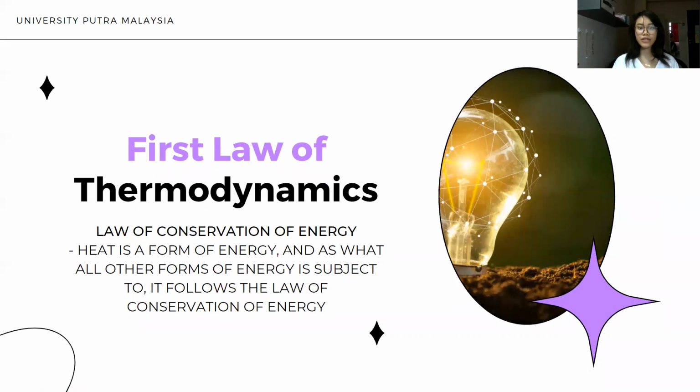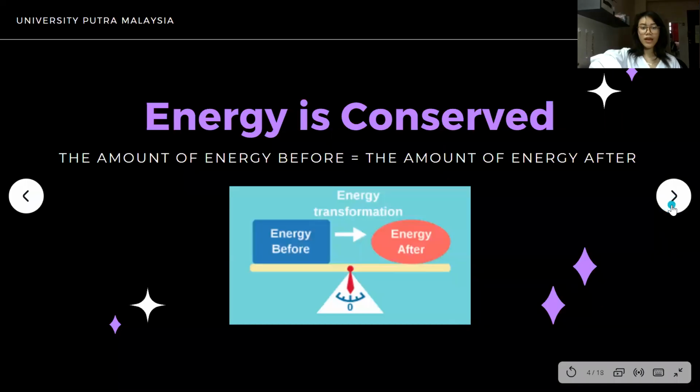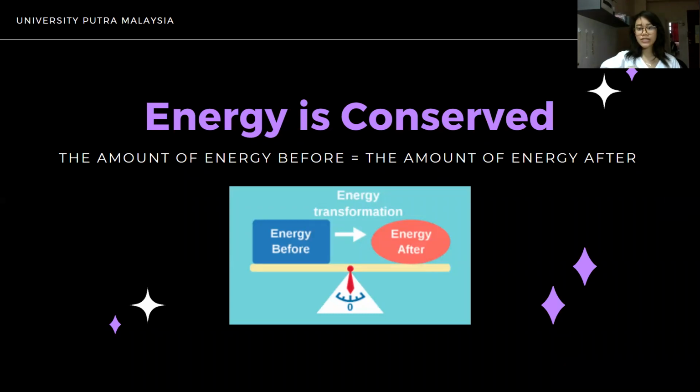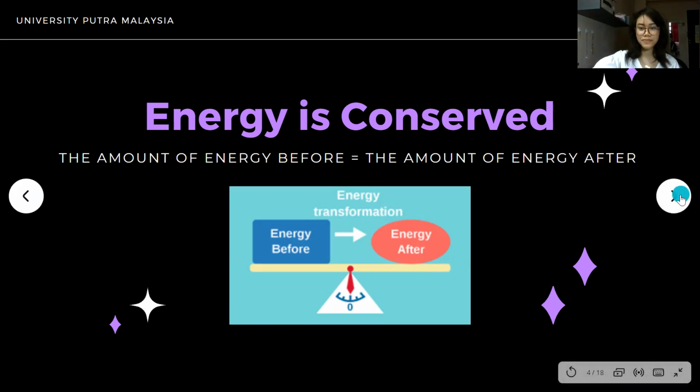The definition of this first law of thermodynamics is that heat is a form of energy, and all other forms of energy are subject to it. It follows the law of conservation of energy. As we all know, energy is conserved, which means that the amount of energy before will always be the same as the amount of energy after.